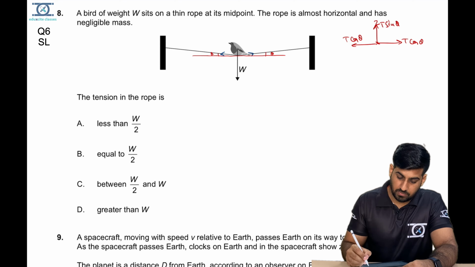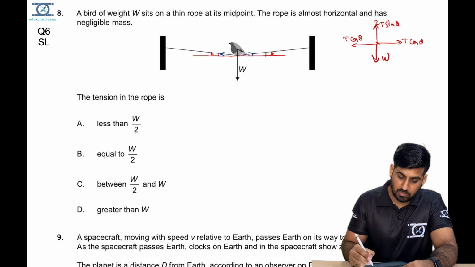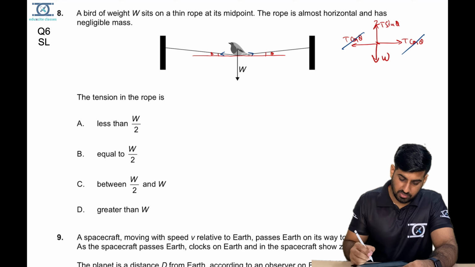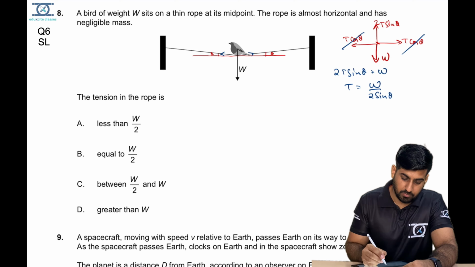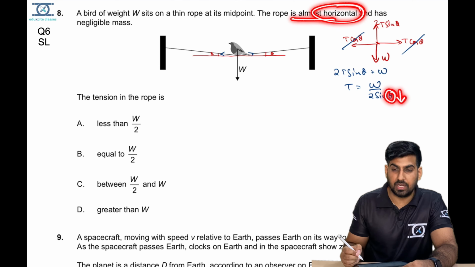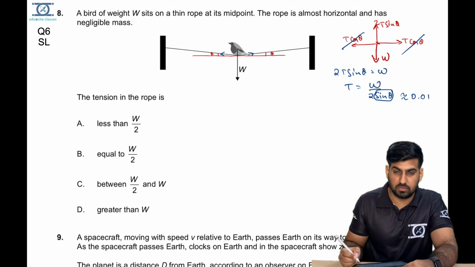As of now, let us consider this 2T sin theta and this W. Now this and this will get balanced. So I can make an equation: 2T sin theta is equal to W. Now I have to comment on T. So T can be written as W upon 2 sin theta. Now it is very important to note here, the rope is almost horizontal, so theta will be very, very small. If theta is very small, sin theta will be nearly 0.01 or something like that.